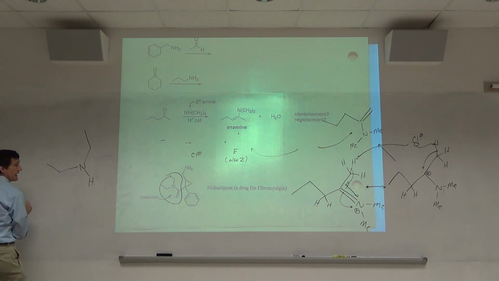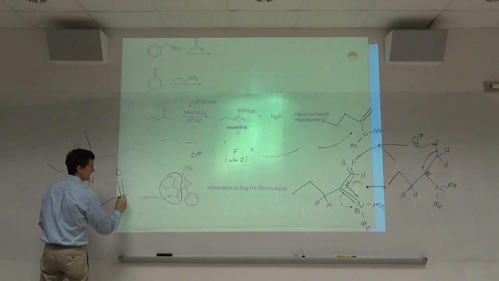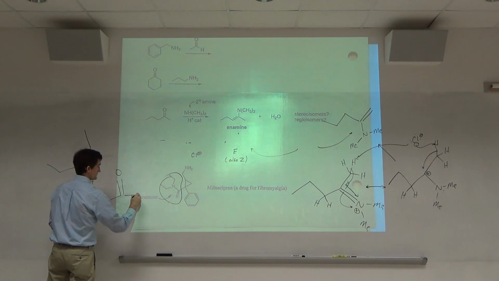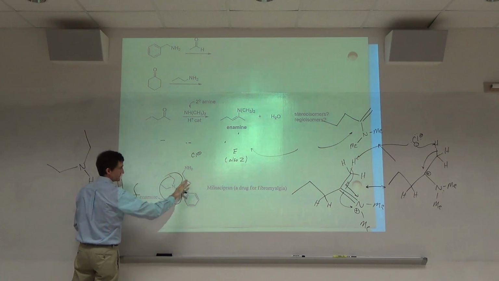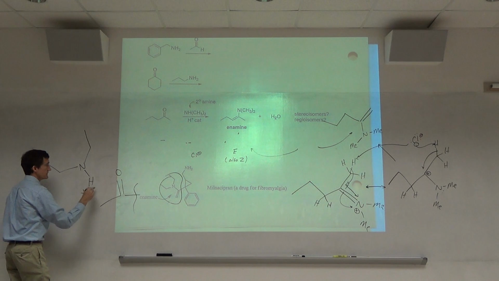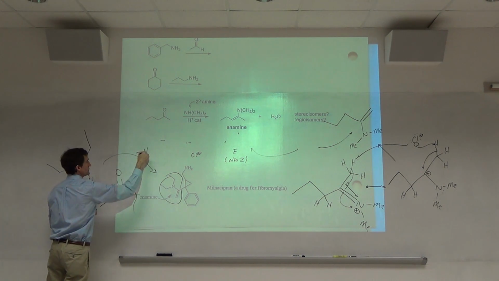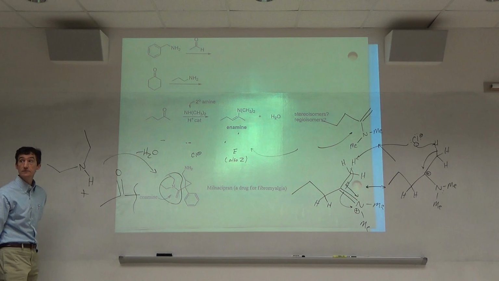Diethylamine, and the carbonyl would be, we'll just cut it off. The rest is cyclopropyl with all that over there. This reacts with that, minus H2O, to give the enamine. How do you make enamines?